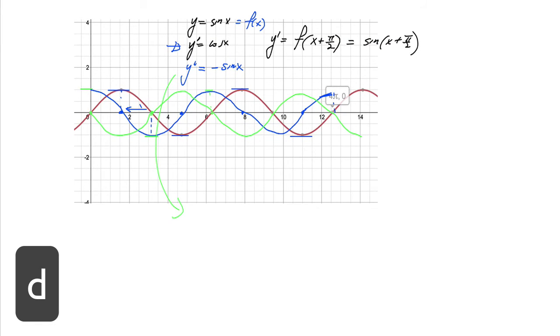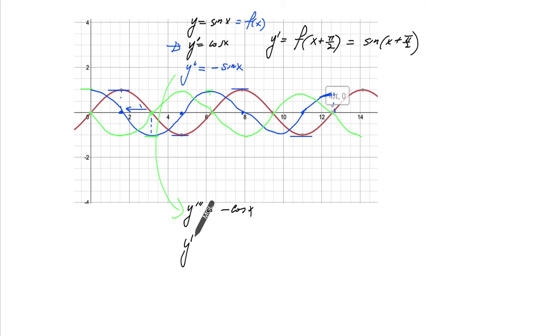Using this, we can predict the third derivative. The third derivative is going to be minus cosine of x. The fourth derivative is actually going to turn back into positive sine of x. And the fifth derivative is going to be cosine of x again.